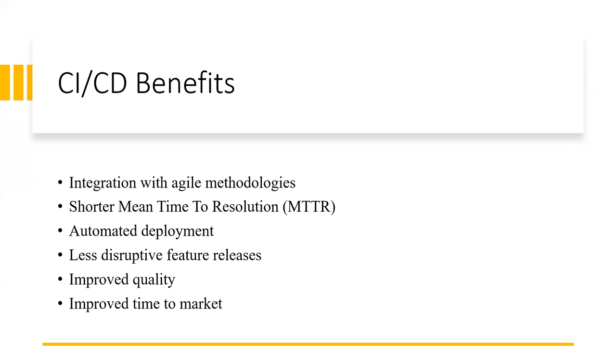We also have shorter MTTR, or mean time to resolution. Because change sets are small, it becomes much easier to isolate faults when they do occur and to either fix them or roll them back and resolve any issues. Then, automated deployment. With automated testing and predictable deployment comes the ability to do automated deployments.